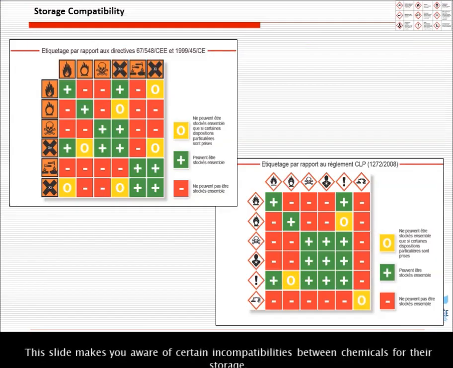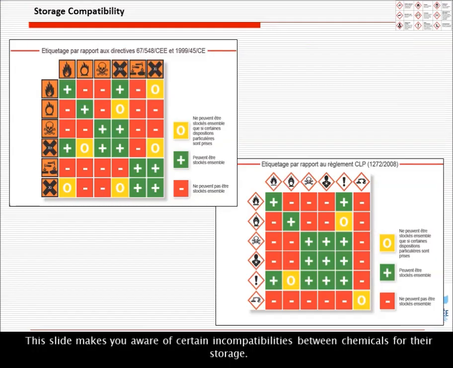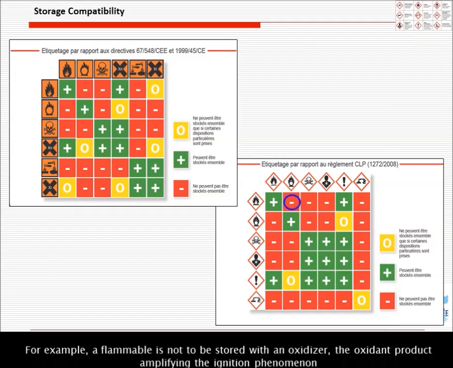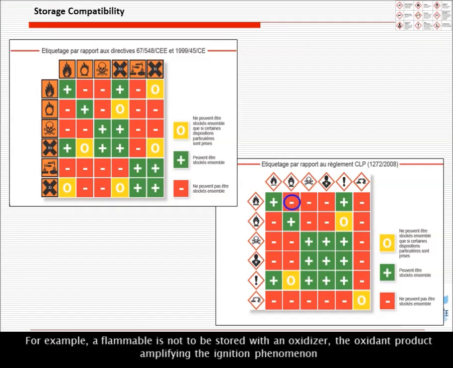This slide makes you aware of certain incompatibilities between chemicals for their storage. For example, a flammable is not to be stored with an oxidizer, the oxidant product amplifying the ignition phenomenon.